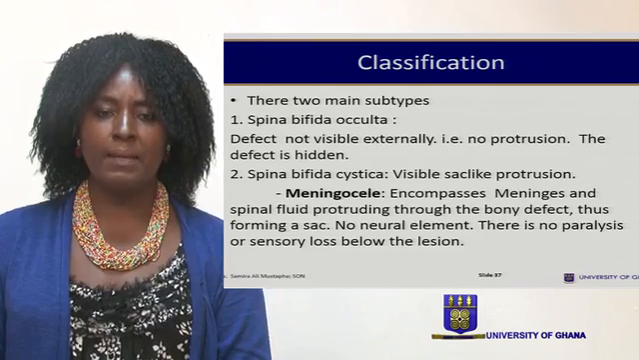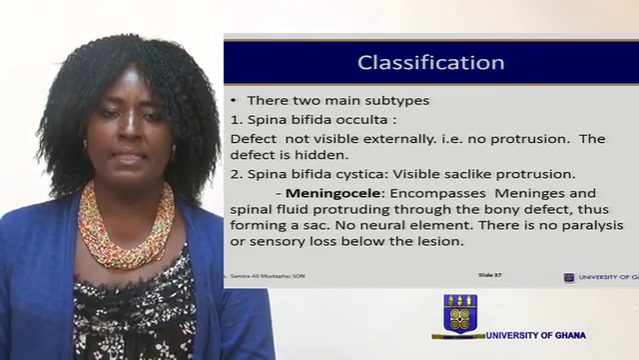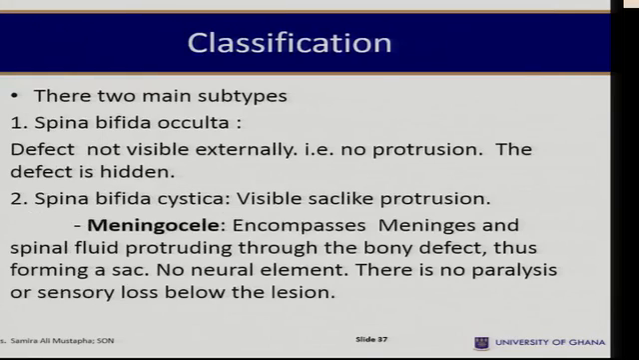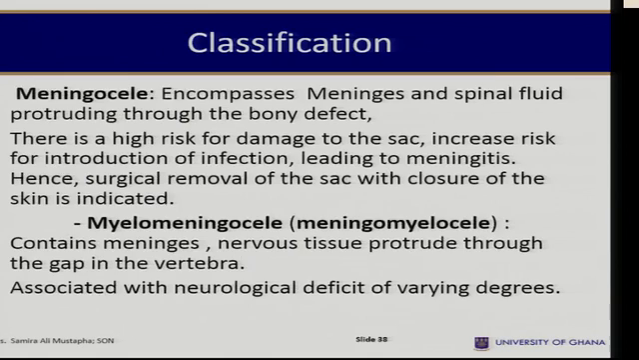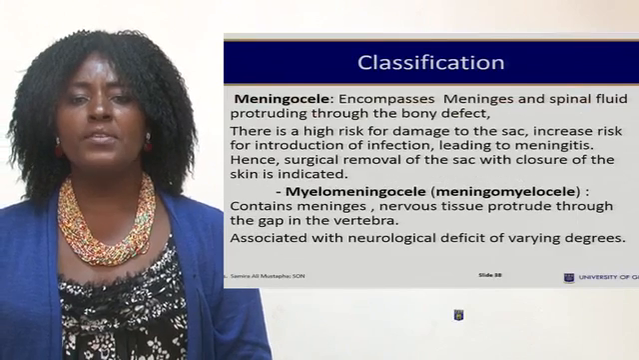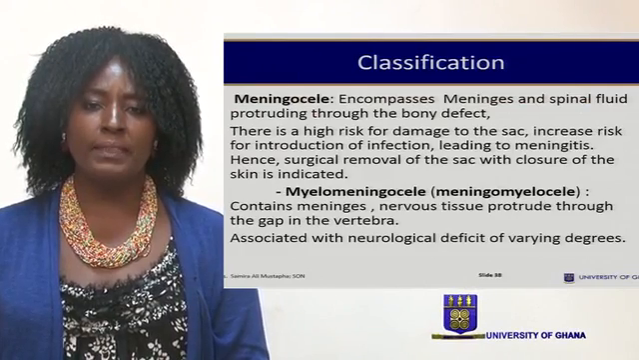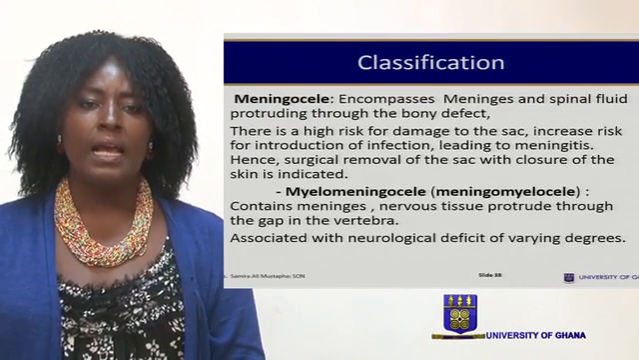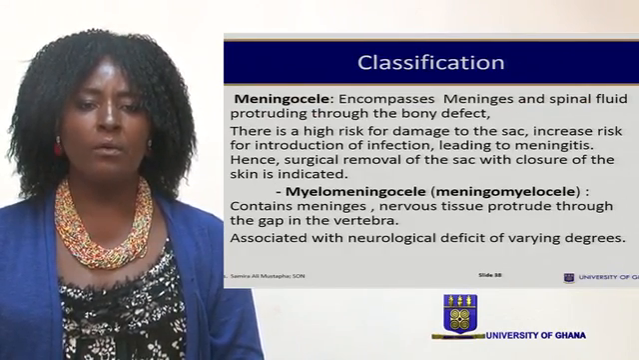It encompasses the meningocele, where the meninges and spinal fluid protrude through the bony defect, thus forming a neural sac. And here, there is no paralysis and no sensory loss because no neural elements are involved. It is also important to note that because the sac is protruding, there is a likelihood of it getting infected. So surgery is done to prevent this complication of meningitis and others, and so the sac is closed. A more severe form is the myelomeningocele.